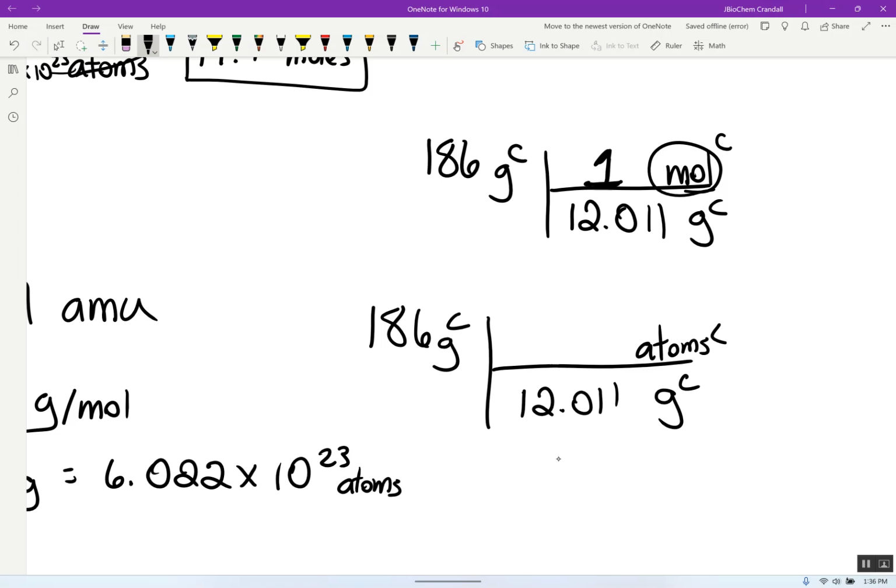So what number am I going to put on top of this conversion factor right here? 6.022 times 10 to the 23rd atoms for every 12.011 grams of carbon. Okay? That's the equivalency between them. So that's how I would set it up. I'd say 186 times 6.022 times 10 to the 23rd divided by 12.011. And that would be how I find out how many atoms of carbon are present.